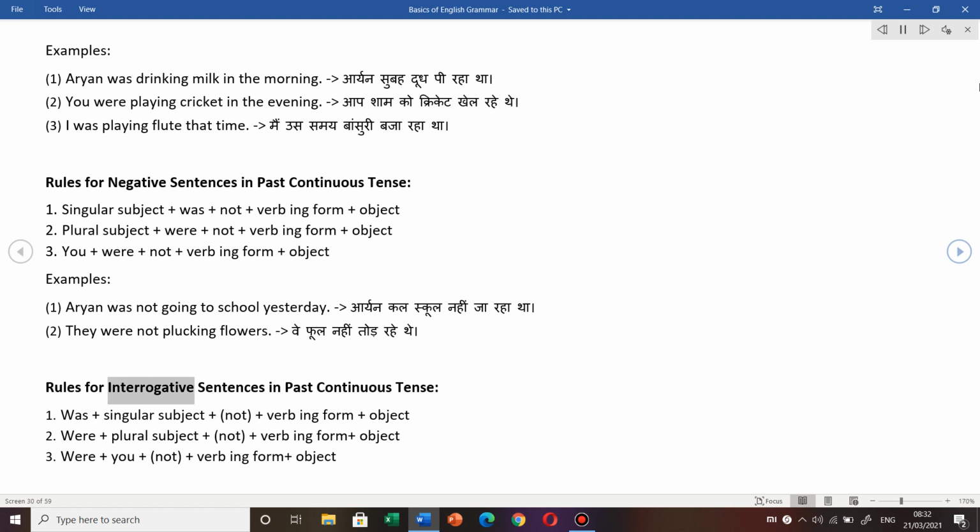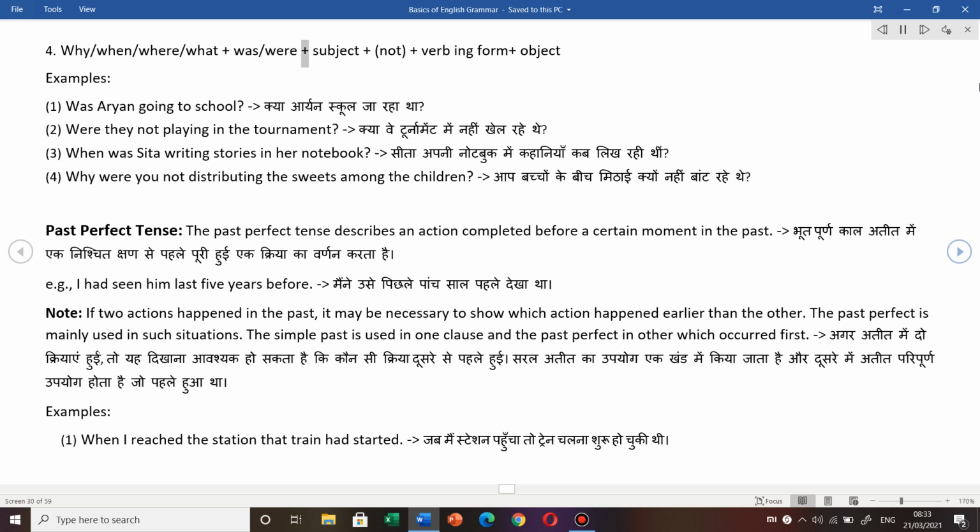Rules for interrogative sentences in past continuous tense. Was plus singular subject plus not plus verb ing form plus object. Were plus plural subject plus not plus verb ing form plus object. Were plus you plus not plus verb ing form plus object. Why, when, where, what plus was, were plus subject plus not plus verb ing form plus object.